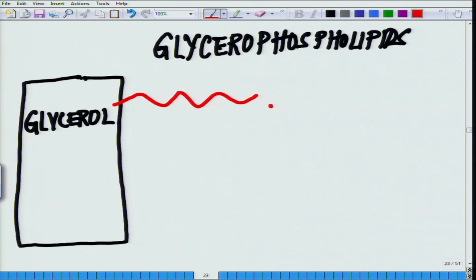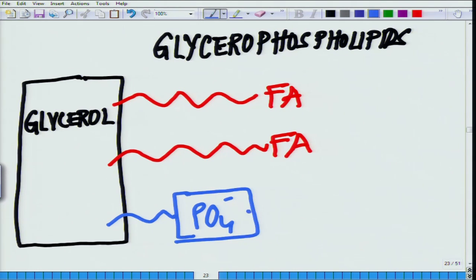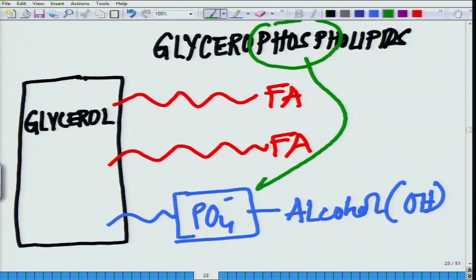Glycerol, which has this fatty acid attached, and you have the second fatty acid which is attached. Then you have some modification. You have this bond and you have PO4, or a phosphate group, sitting there, and attached to the phosphate group is an alcohol or an OH group. These are called glycerophospholipids, and this phospho is coming from glycero. So, here is that phospho group, glycerophospholipids.